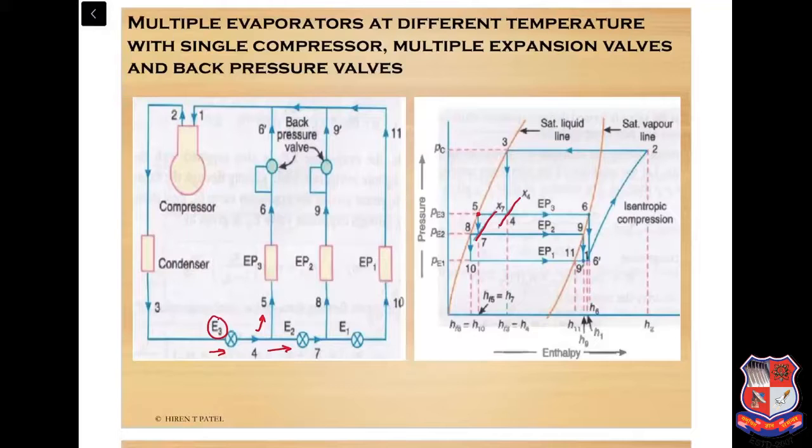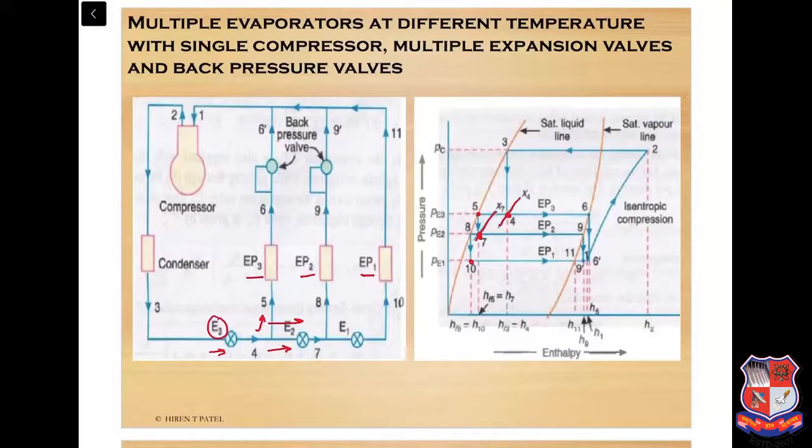So after expansion from E3, here is the point where it has some vapor contained inside the liquid refrigerant. It also occurs at this 7 point and 10 point. So here, instead of an individual expansion valve, the expansion valves are given in multiple stages. So expansion occurs in each and every expansion valve one by one by forwarding the refrigerant.